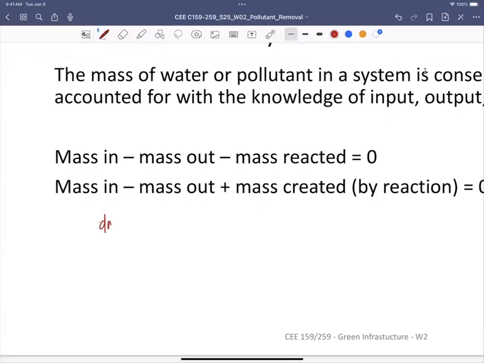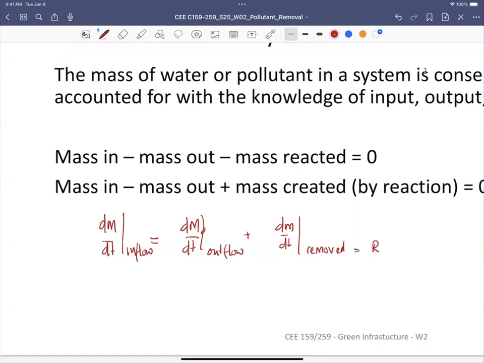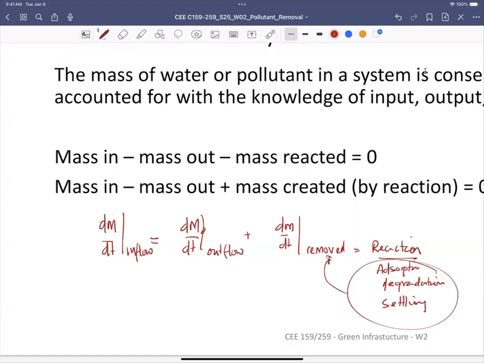So that means you can write dm/dt coming in equals dm/dt, the amount of pollutants leaving the system, plus the amount of pollutants removed. This is outflow, inflow, and removed. And that removed could be because of many kinds of reactions. This reaction could be absorption, degradation, settling, everything that we discussed before. So all the reactions combined together, we can say that this is being removed.